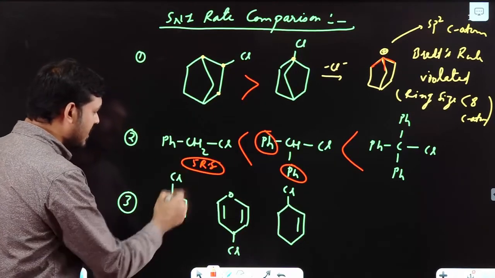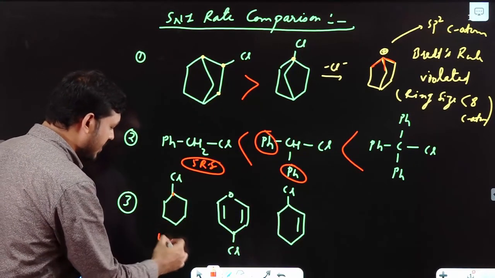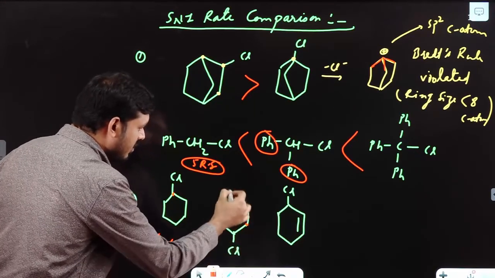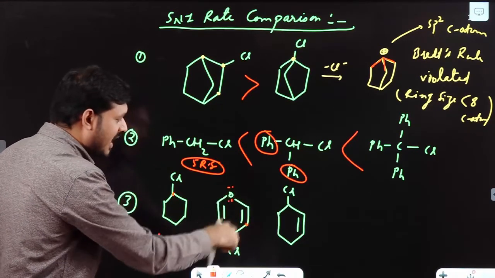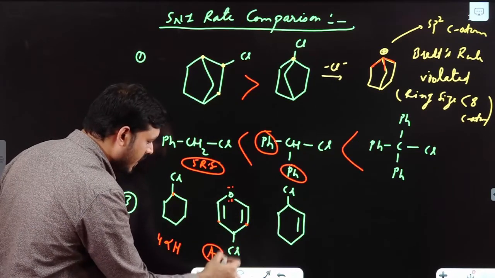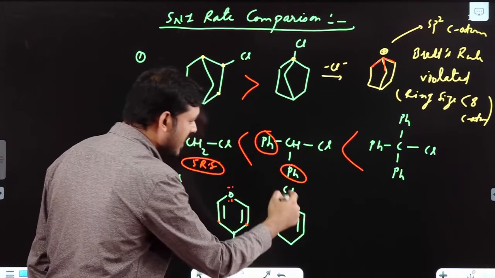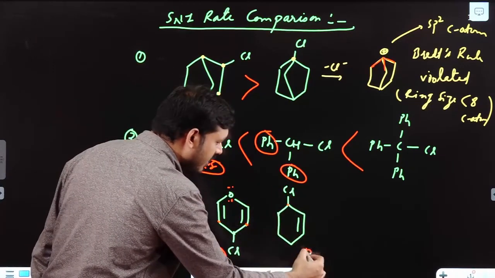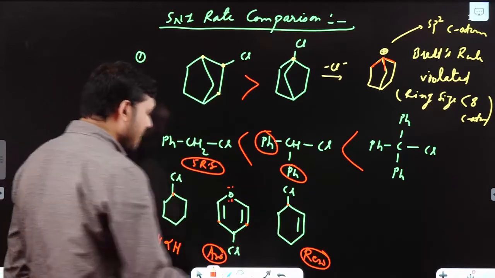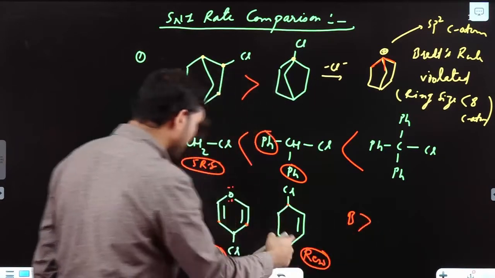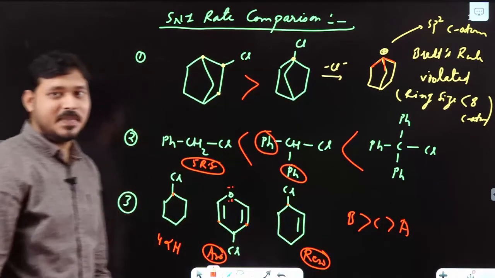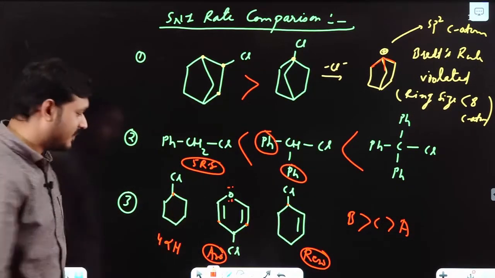Suppose here Cl minus is liberated, a plus charge having 4 alpha H. Here Cl minus is liberated, and this oxygen lone pair will be inside the ring, so it will make an aromatic compound. Now this one, Cl minus is liberated, it is having resonance. As you know, the aromaticity factor is dominating, so you can say B is more than resonance and alpha H, so C then A. The order will be B, C, A. Clear? Okay.